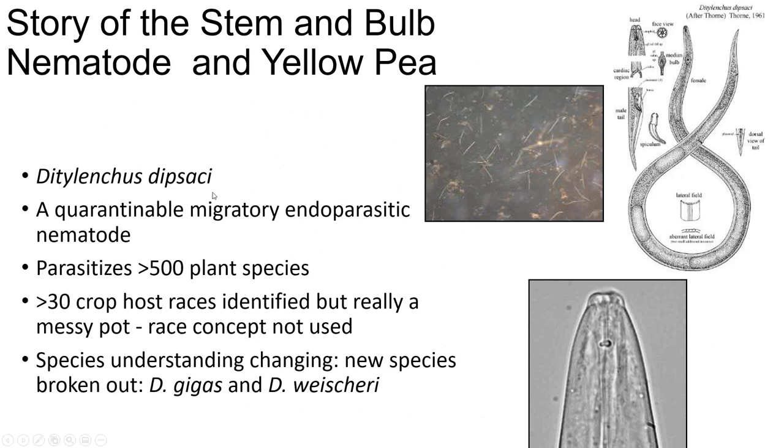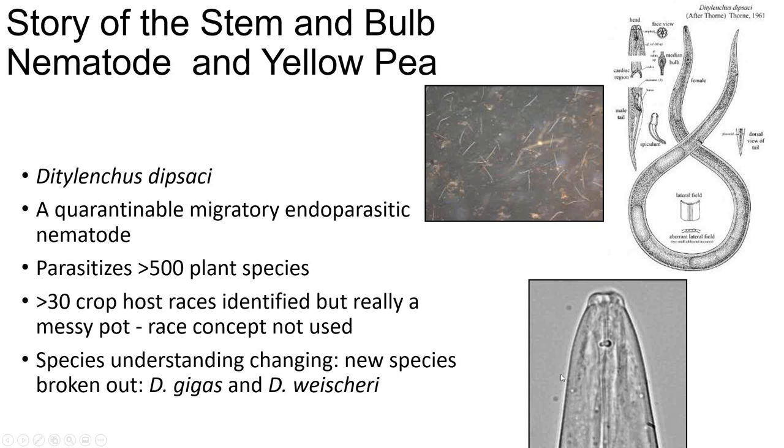This is about Ditylenchus dipsaci. This is our main character, and this is the nematode drawn here. Here is a nematode, these little lines, you see those there? That's the nematode under a dissecting microscope. It's only a few millimeters in length.